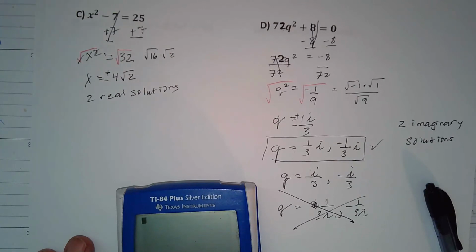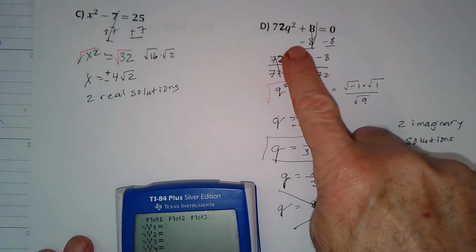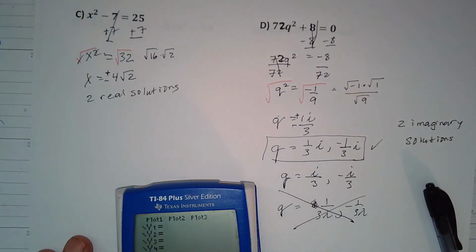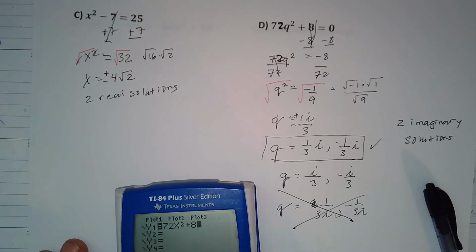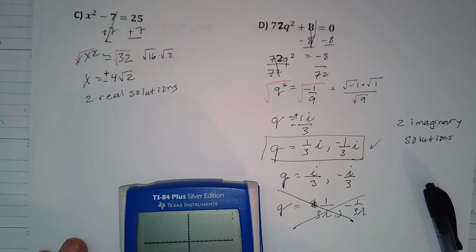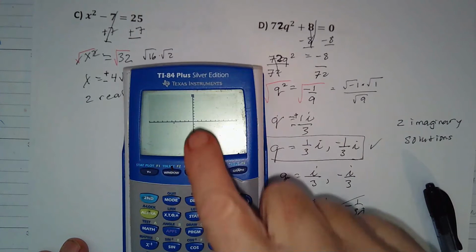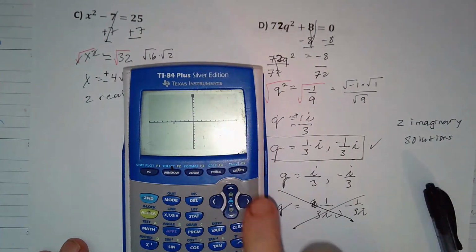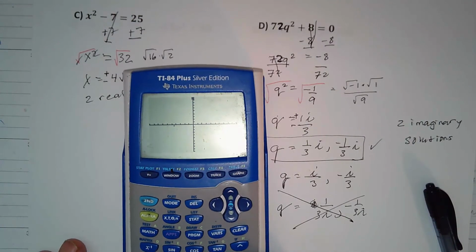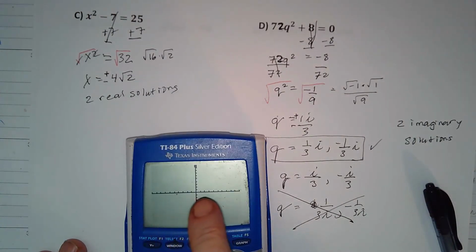So if I were to go up here to the y equals, let's clear this, and put in y equals 72, and we'll put x squared plus 8, instead of q. So 72x squared plus 8. Okay. And then we graph that. Oh, see this way up here at the top? It's telling us that the parabola is off the grid, but the most important thing I want you to notice is that it's not on the x-axis.